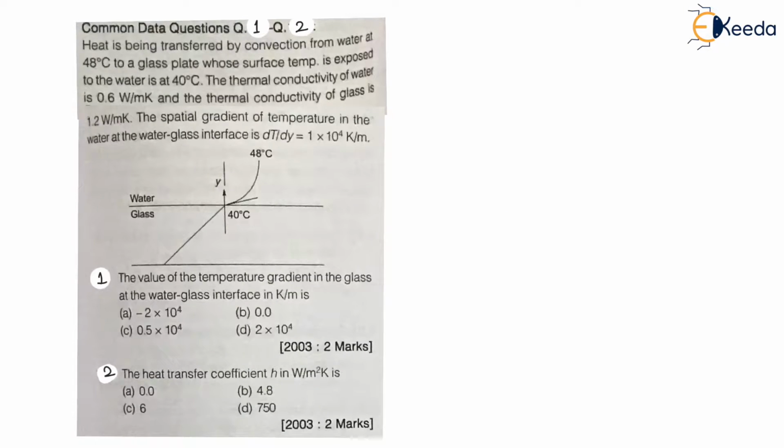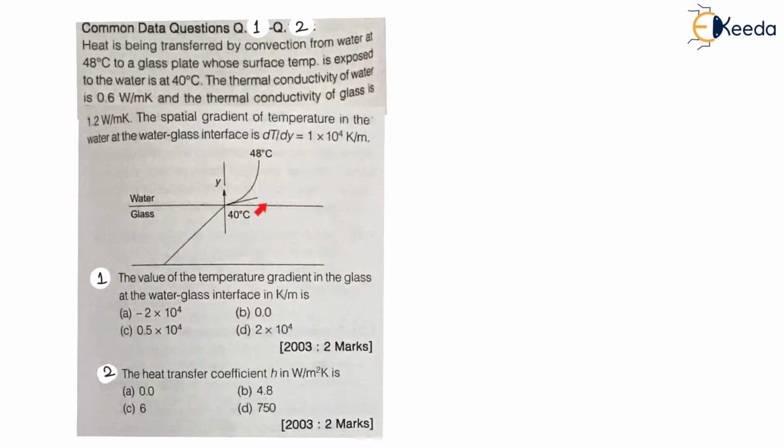So, my dear students, let us understand the question. The question is based on conduction, convection, heat transfer through a solid and liquid surface. Heat is being transferred by convection from water at 48 degrees Celsius to a glass plate whose surface temperature exposed to the water is at 40 degrees Celsius.